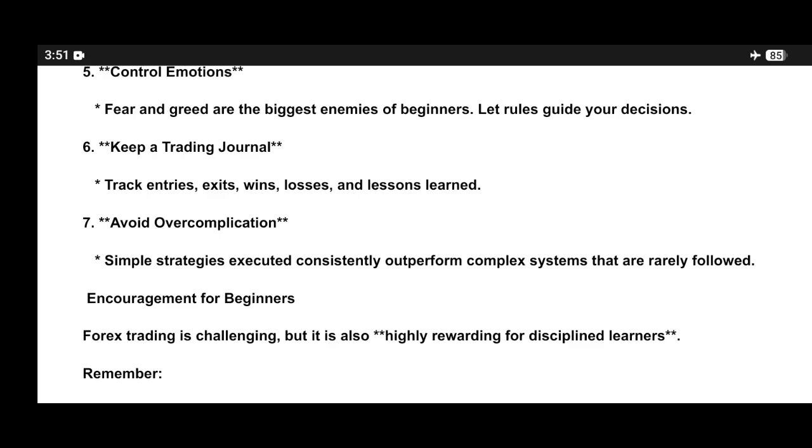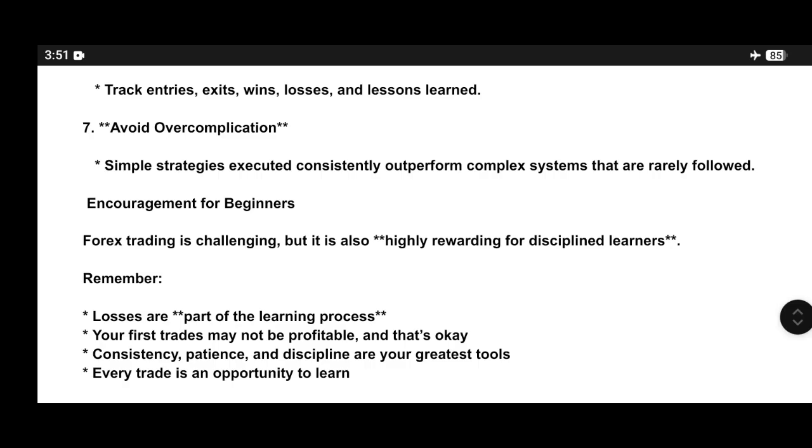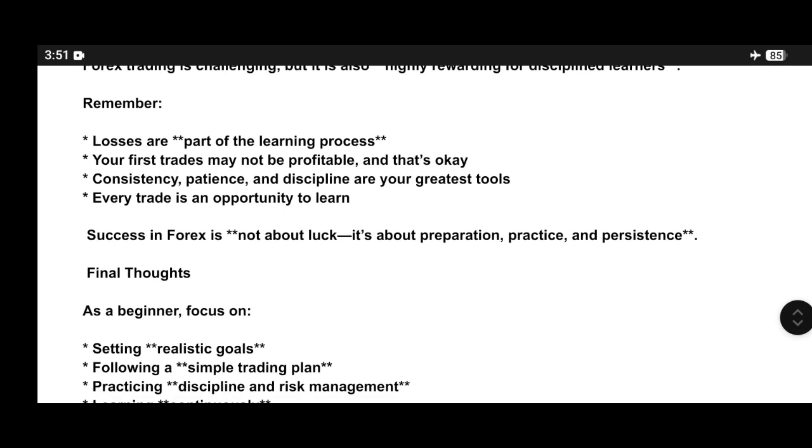Here is the encouragement for beginners. Forex trading is challenging, but it's also highly rewarding for disciplined learners. Remember, losses are part of the learning process. Your first trade may not be profitable. That's okay. Consistency, patience, and discipline are your greatest tools. Every trade is an opportunity to learn. Are you getting me? Success in forex is not about luck, it is about preparation, practice, and persistence.